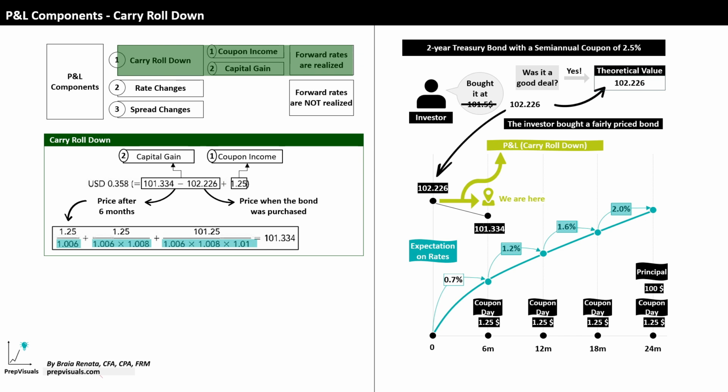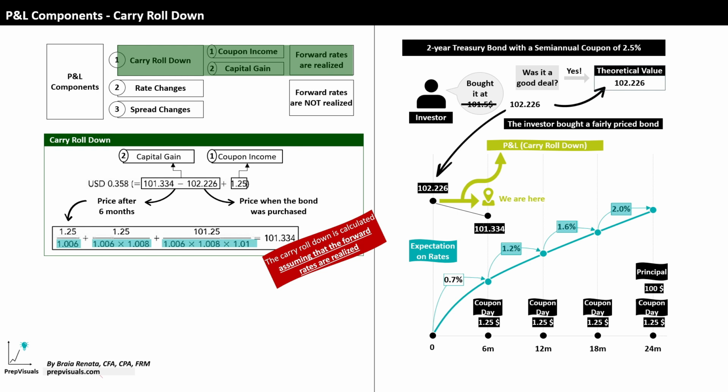And from a testability perspective, it's very important that you understand that the carry rolldown is calculated assuming that the forward rates are realized. So basically, you expect these forward rates to happen at time 0, and time passes after 6 months, and the rates that you expected 6 months ago are actually the rates.